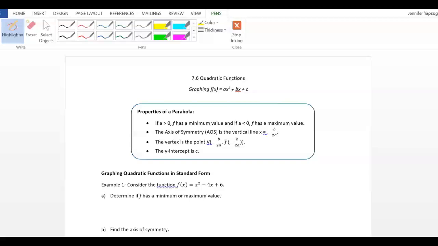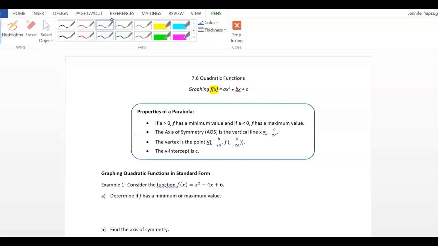The only notation difference that you may notice is that instead of it being y equals, we're now calling it f of x. That just means that this is a function of x versus the equation y equals ax squared plus bx plus c. So I put together a little bit of a hint box, cheat sheet, on properties of a parabola to help us answer some questions involving these quadratic functions.